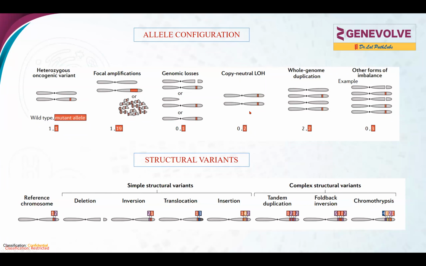There can be copy neutral LOH, wherein the wild type is totally lost and you have both copies of the mutant allele. There can be a whole genome duplication, the polyploidy, which is usually seen in a solid tumor. And there are other forms of imbalances as well. We're now looking at structural variants.